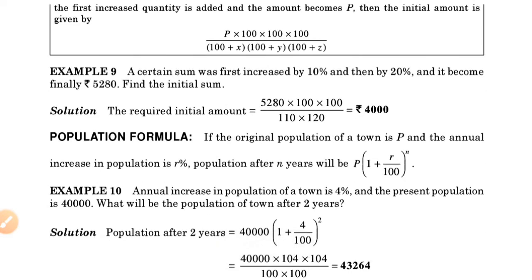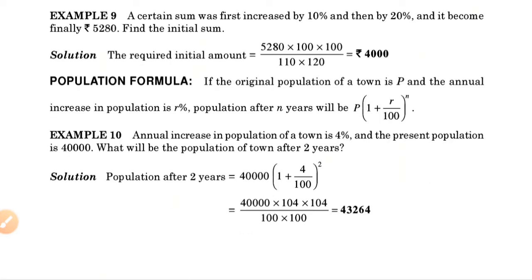Example: a certain sum was first increased by 10% and then by 20%, and it finally became 5,280 rupees. Find the initial sum. So the required initial amount is given by 5,280 into 100 into 100 divided by 110 into 120. So we get 4,000 rupees.